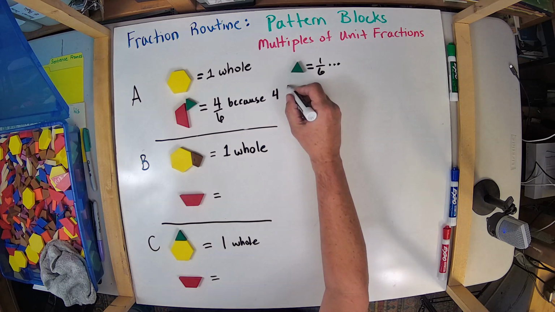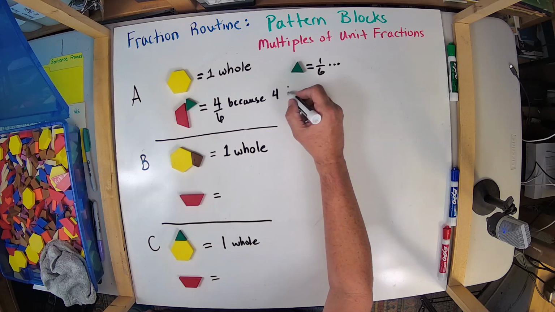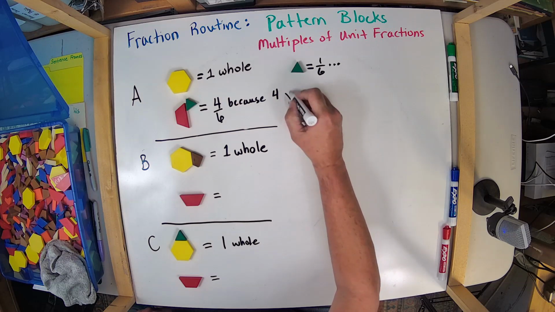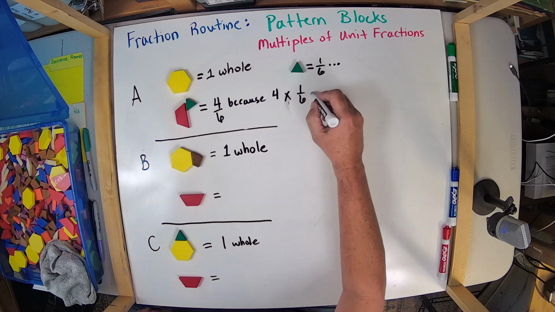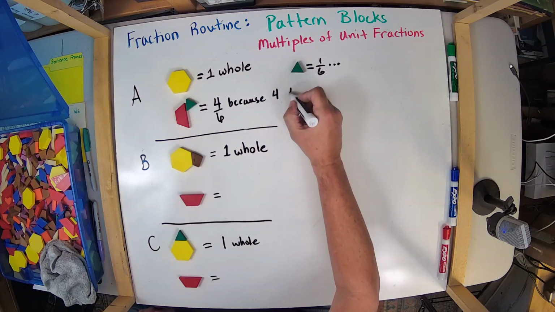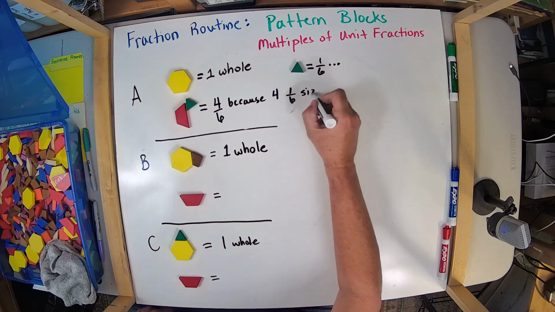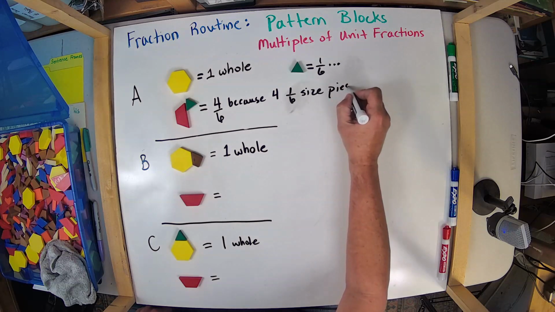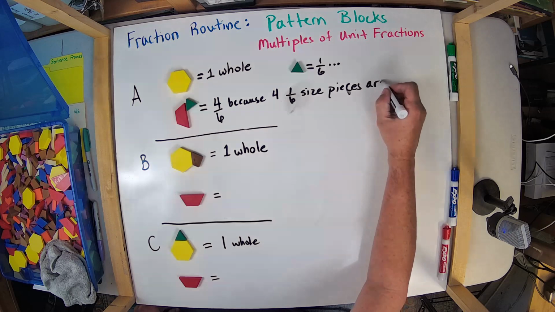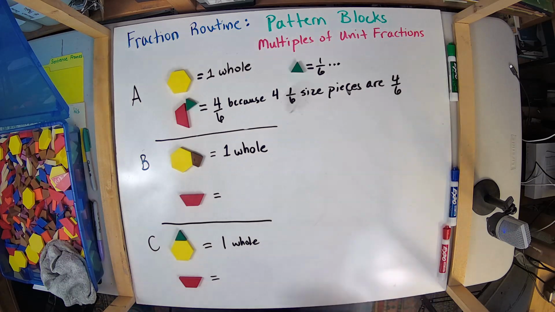4 times, or yeah, how do I want to say this? 4 times 1/6 size pieces. No, that's not how I want to say it for kids. 4 1/6 size pieces are 4/6. I think that's how I want to say it. I'm going to work on that a little bit. Okay, so that's what you want to do.